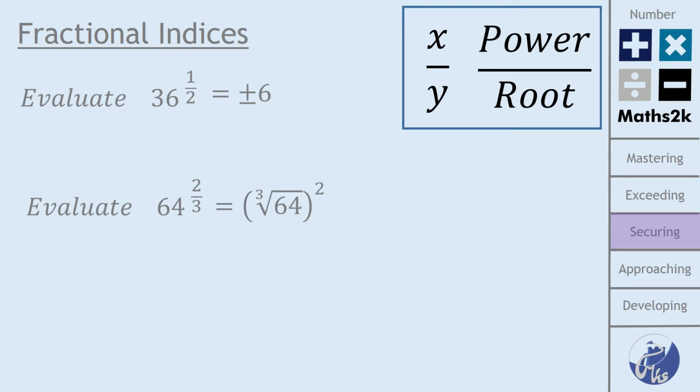So if we write this one out as the cube root of 64, because the denominator is the root, we'll then want to square it afterwards. The cube root of 64 is 4, so we're going to do 4 squared, and that works out as 16. And so as long as we've got some sort of fractional power, we do understand that the numerator is the actual power, and the denominator will always be the root.